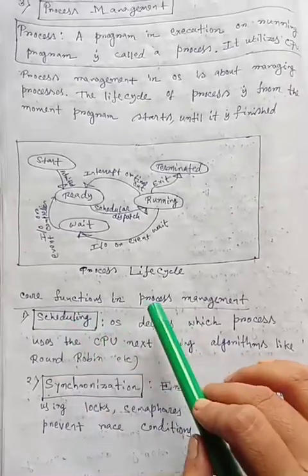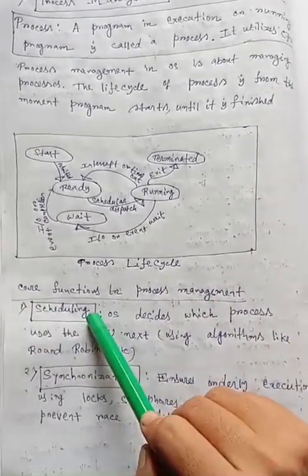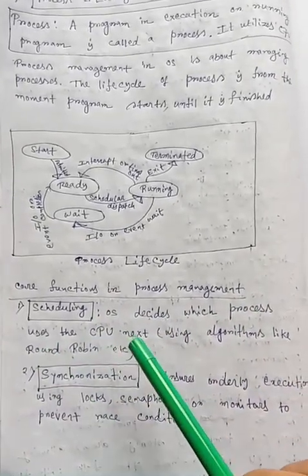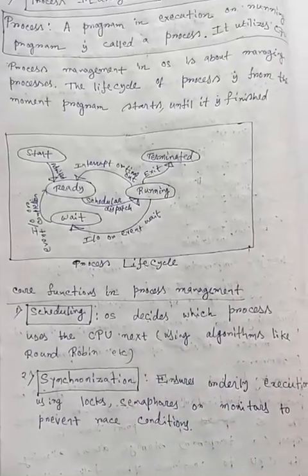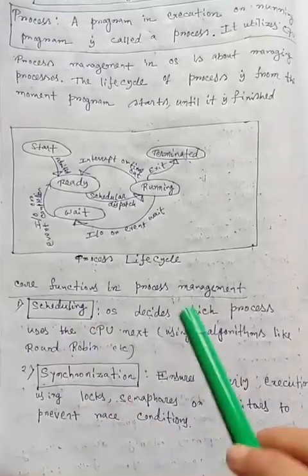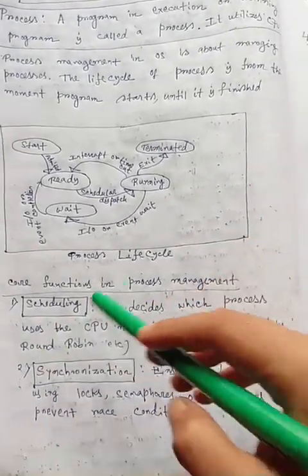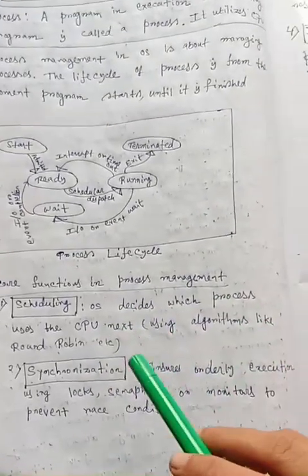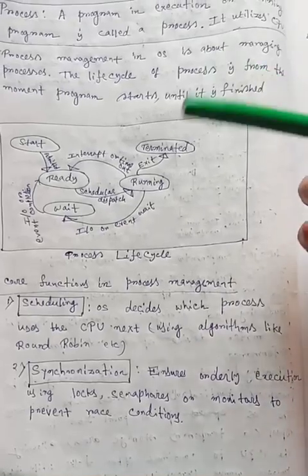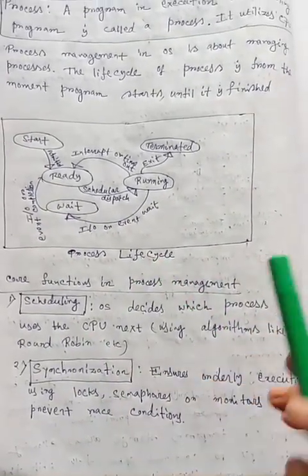Next we have core functions in process management. First one is scheduling. Scheduling means the operating system decides which process uses the central processing unit next, using some algorithms like the round robin algorithm, etc. We will study each and every scheduling algorithm later. But the operating system decides which process utilizes the CPU when. Otherwise, maybe one process is utilizing the CPU the entire time, and the other process never gets the CPU. This kind of situation should not arise.